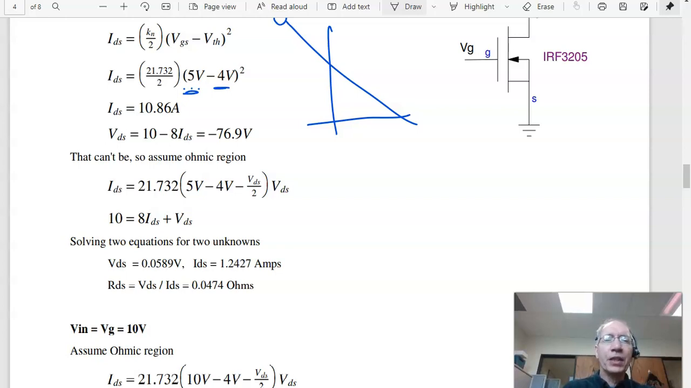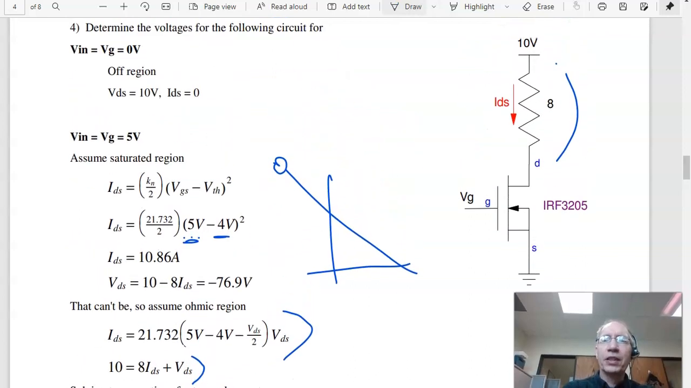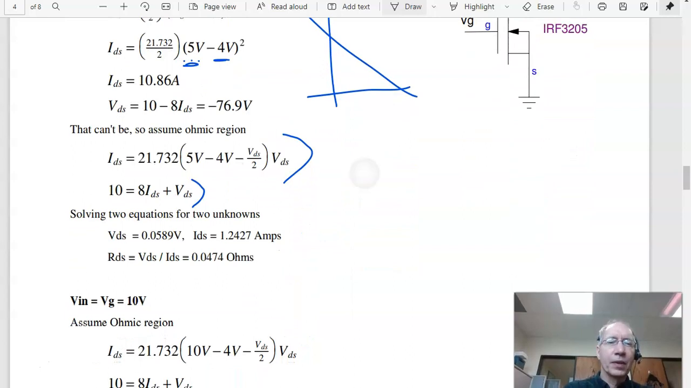In the ohmic region, I have two equations, two unknowns. Here's one of them. That's the equation in the ohmic region. I've got the load line. For your circuit, 10 volts is IDS times 8 plus VDS. Solving two equations, two unknowns, the answer I want is the one close to 0. Its VDS is 0.0589 volts, and IDS is 1.24 amps.